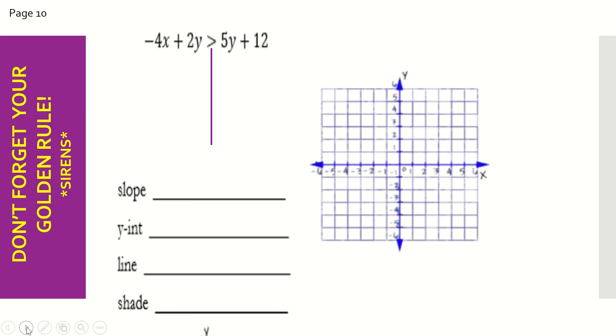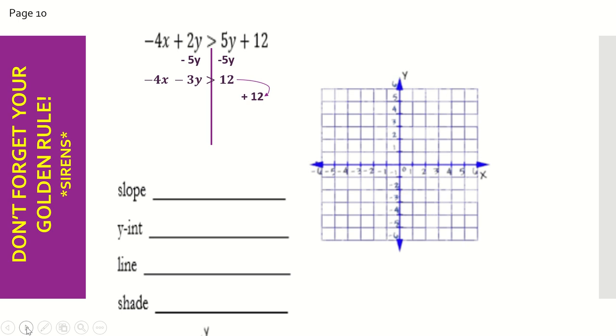So here we want to get our variable y on the left side by itself. We want to get it into y equals mx plus b so we can graph it. So we are going to move our 5y to the left by subtracting it, doing the opposite. We'll bring down the negative 4x, and then we have 2y minus 5y, which is negative 3y. All that is greater than 12.